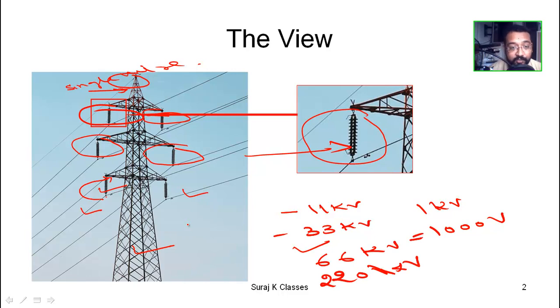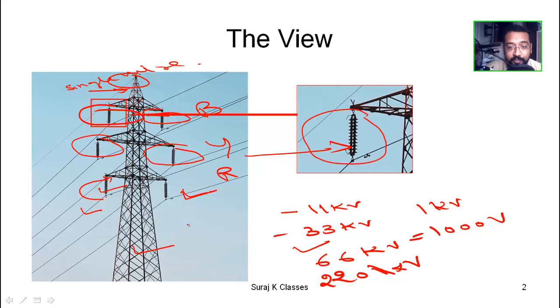The single line is nothing but your transmission line, and this is carrying three phases. This is R, this is Y, this is B, something like that. It is carrying three phases, and they all have some amount of electricity that is carried by these three phases.